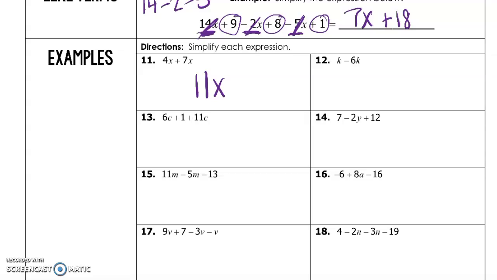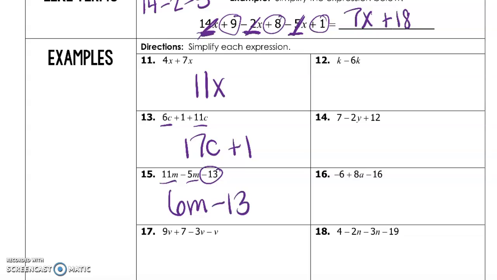13, you have 6c and 11c that match. So that's 17c and then plus 1. For 15, we have 11m minus 5m. So again, you need to do exactly what it says. 11 minus 5 gives us 6m. And then you bring down minus 13.